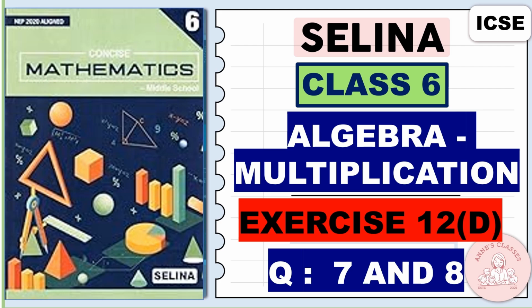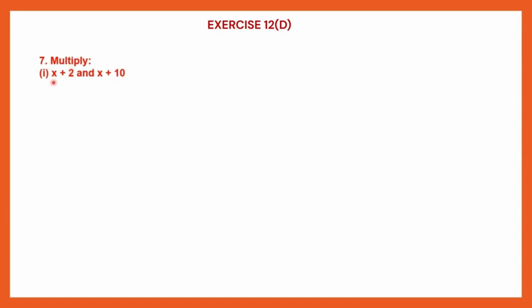Let's do algebra multiplication. Exercise 12D. Here we're going to multiply one binomial with another binomial. So how do we do this? Let's look at the first binomial here and take only the first term from that. So I'm going to write down the first term and I'm going to multiply it with the second binomial, the whole thing, that is x plus 10. Then I'm going to take the second term of the first binomial, that is 2, and I'm going to multiply it with the whole of the second binomial. So I have it like this.